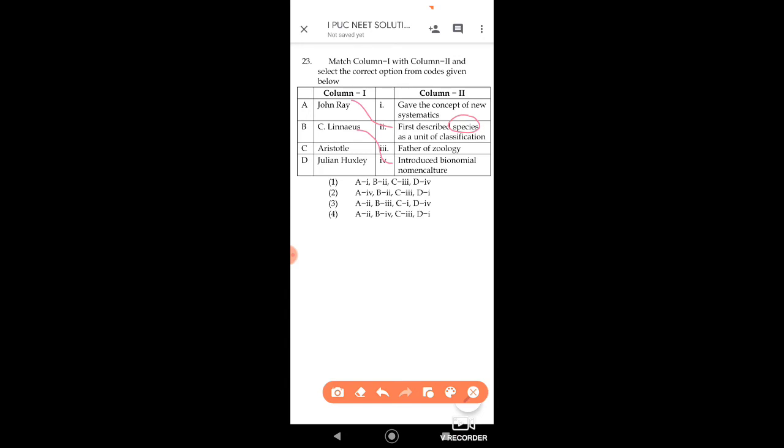Then we have Aristotle. He is called the father of zoology. We have earlier studied the father of botany. So father of botany is Theophrastus, and father of zoology, Aristotle. Then Julian Huxley. He gave the concept of new systematics, which made the identification of organisms, to study the organisms, much easier. So you please go for option 4.